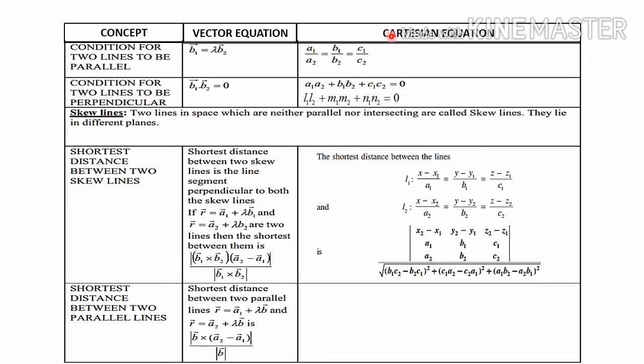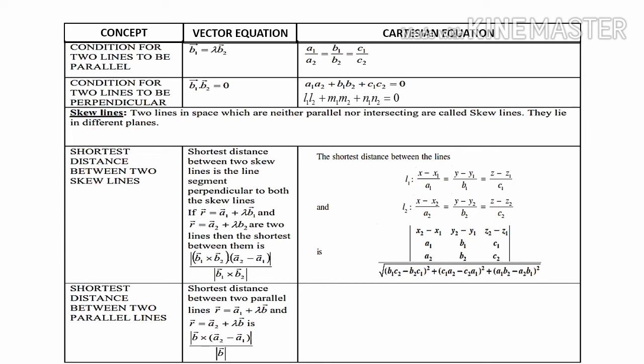If the equations are in Cartesian form, the condition is a1 a2 plus b1 b2 plus c1 c2 is equal to 0. a1, a2, b1, b2, c1, c2 are the direction ratios. Instead of direction ratios, if direction cosines are given to you, l1 l2 plus m1 m2 plus n1 n2 is equal to 0. Next, we learn about skew lines. Skew lines are the lines which are neither parallel nor intersecting and they are lying in different planes or non-coplanar.